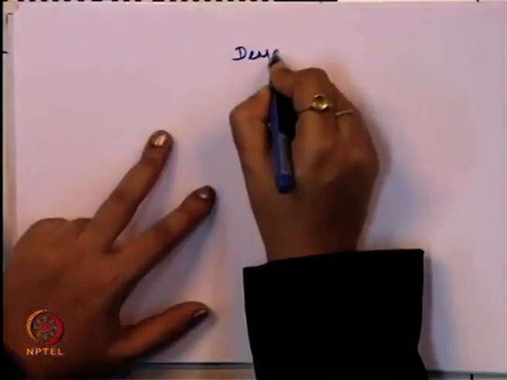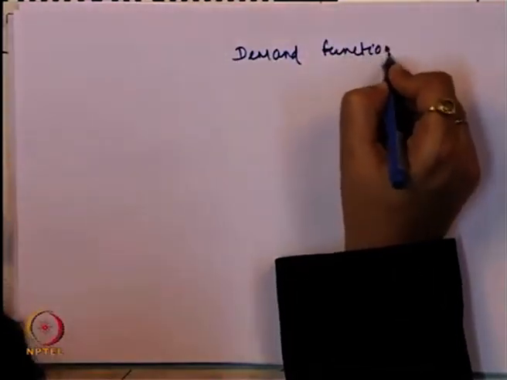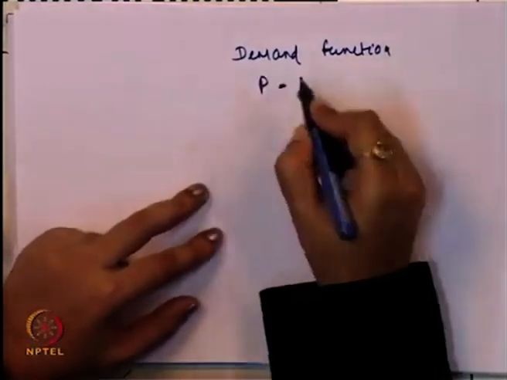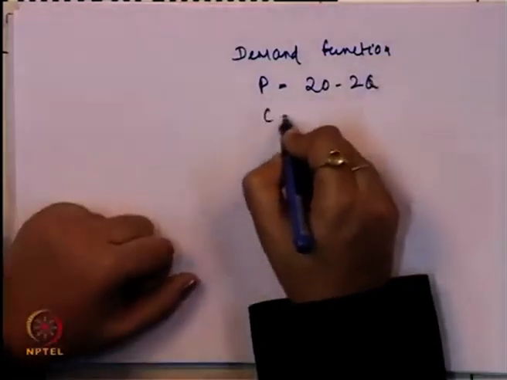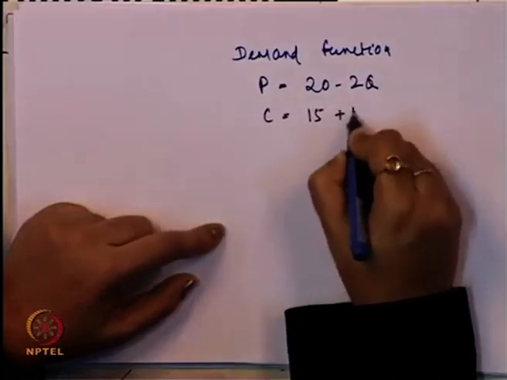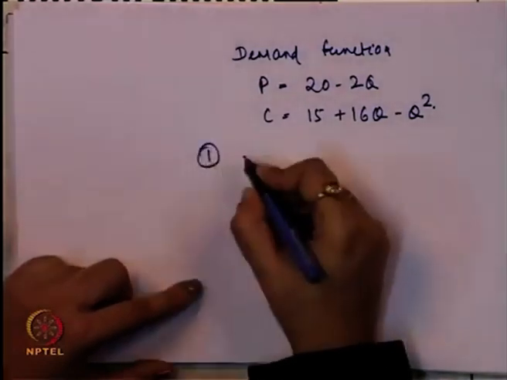So we'll take an example to understand how the price differs if the objective of the firm is to maximize the profit versus to maximize the revenue. We'll take a demand function: P is equal to 20 minus 2Q, and C is equal to 5 plus 16Q minus Q square.